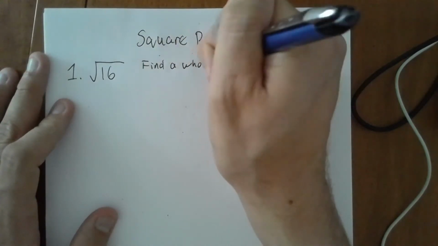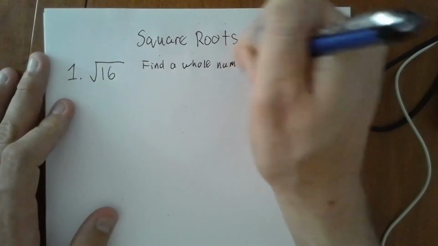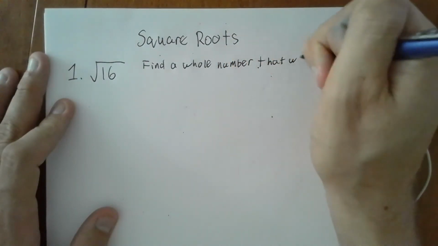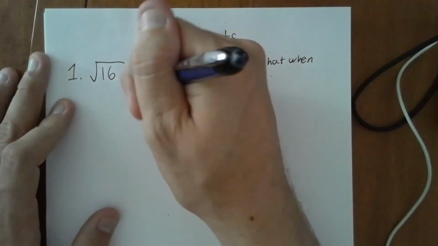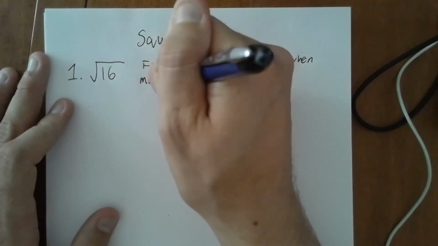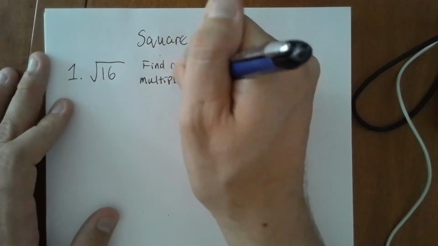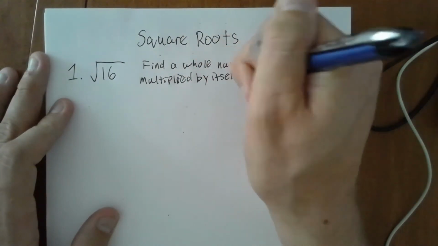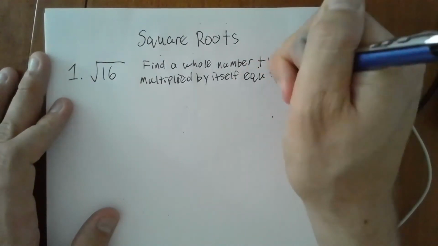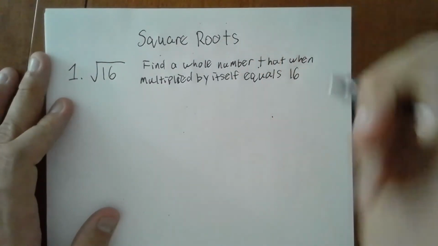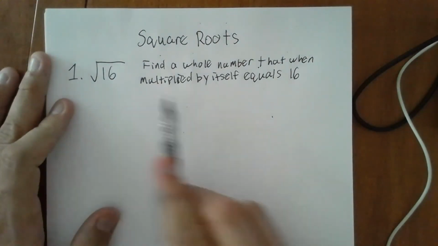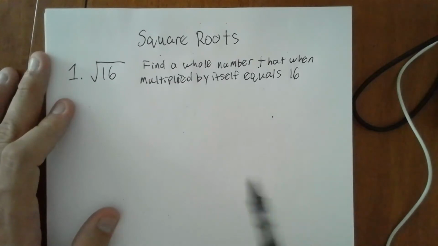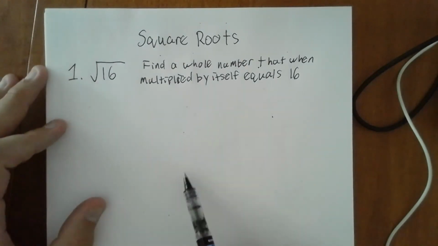find a whole number that when multiplied by itself equals 16. That's really what that symbol means. It basically replaces all those words. Find a whole number that when it is multiplied by itself equals 16.